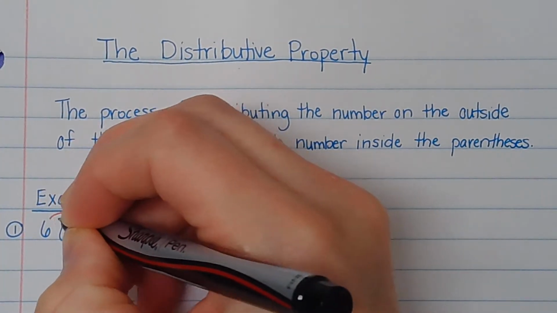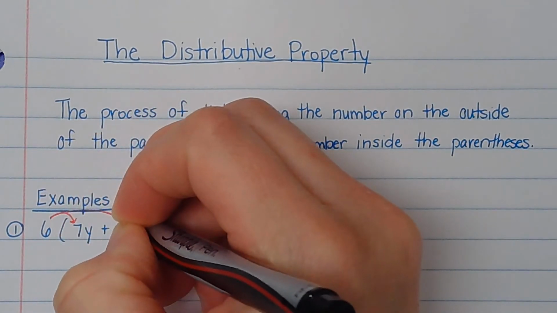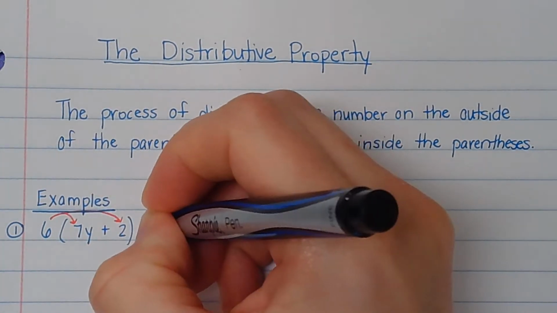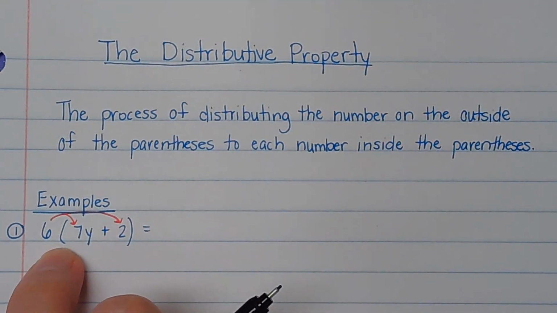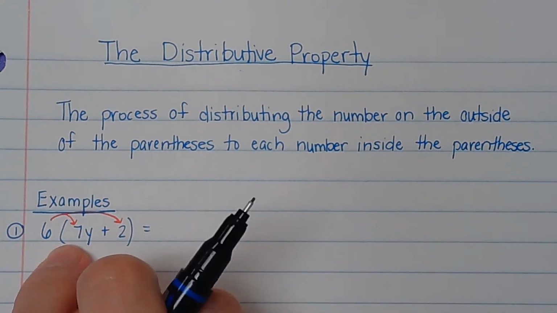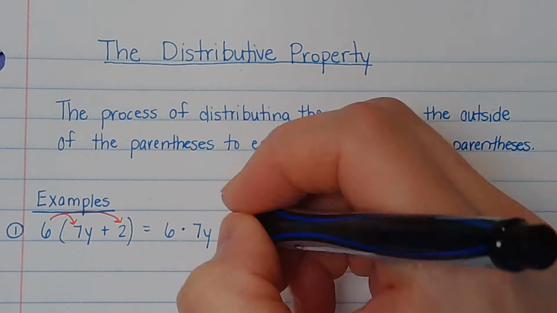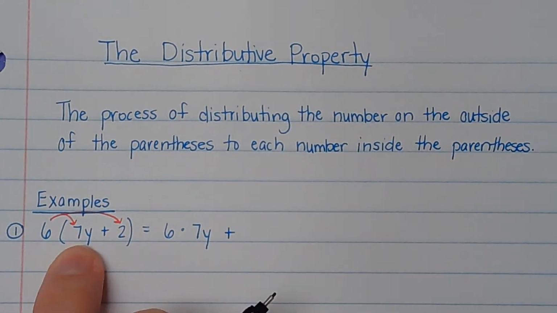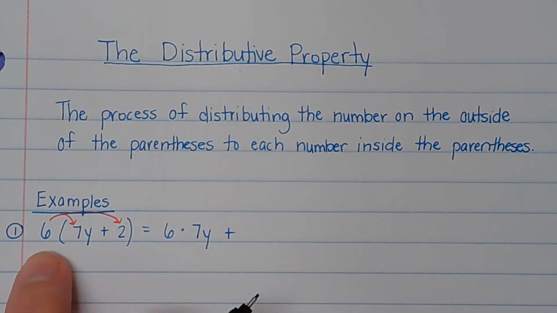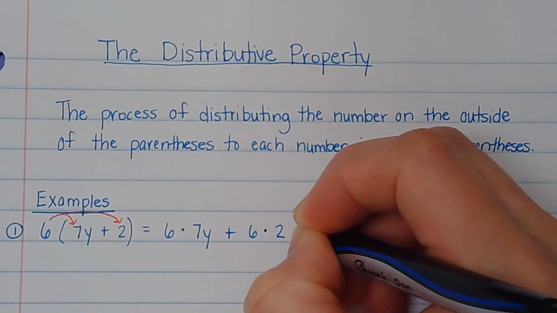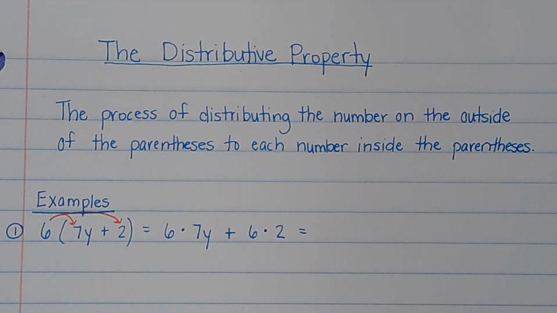So I draw these arrows to help you remember that you have to go to every single number that's inside those parentheses. When a number's outside parentheses, all it means is that you're multiplying. So if I do 6 times 7y, plus, I've done this one, now I need to move to this one, 6 times 2. And now I can just solve this, okay?